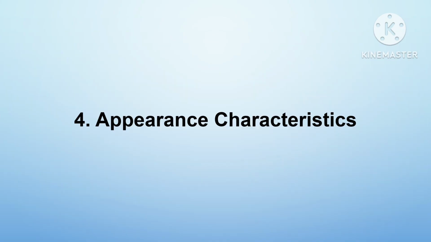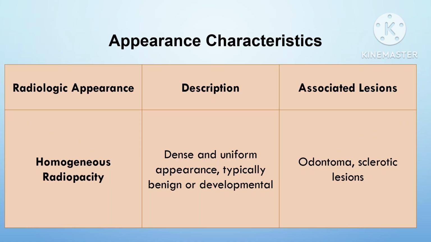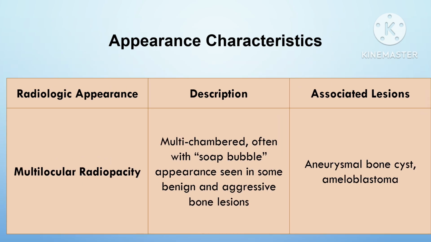On the basis of the appearance characteristic of radiopacity, it may be homogeneous, may show multilocular radiopacity, or a ground glass texture may also be evident in the appearance of the radiopaque lesions. Homogeneous radiopacity appears as a dense and uniform appearance and is typically benign or developmental. Examples include odontoma or sclerotic lesions.